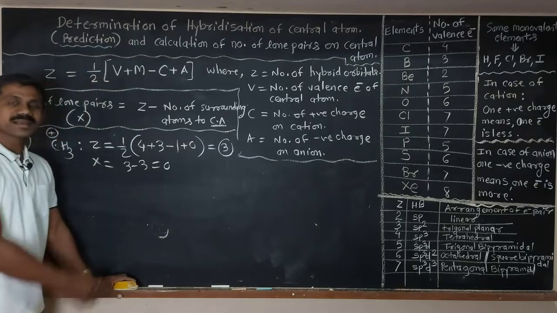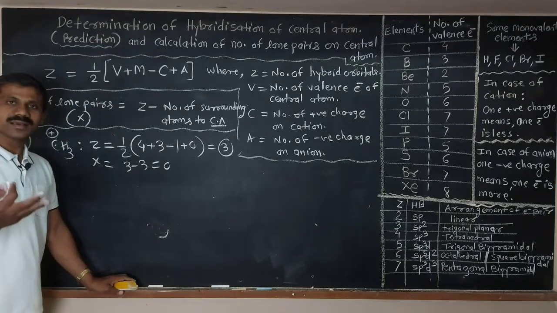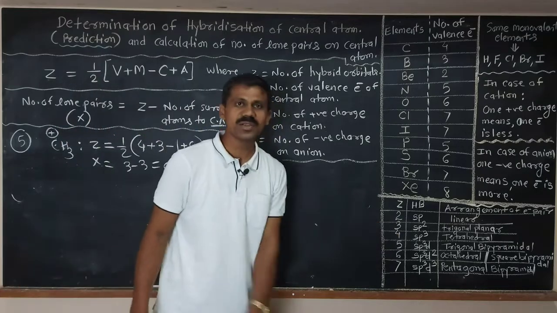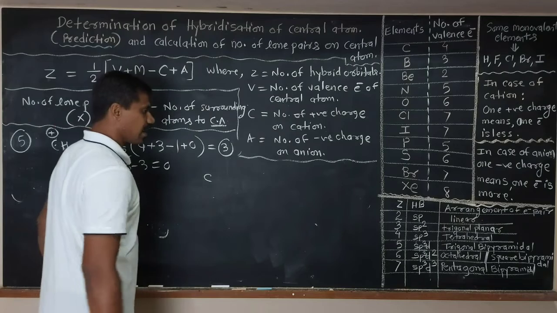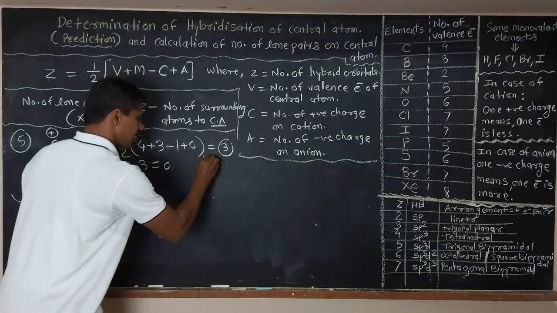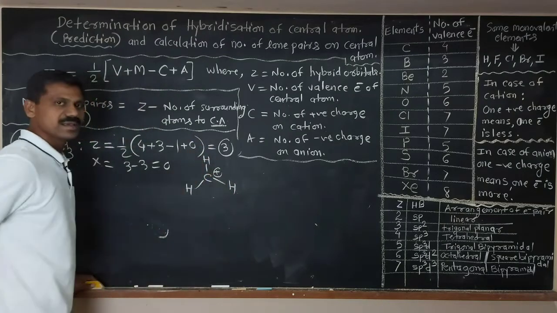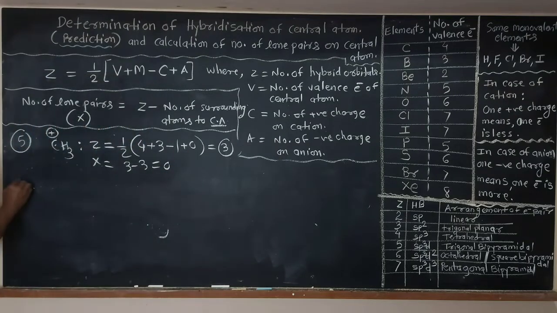What is the shape of that carbocation or carbonium ion? Carbon with Z equal to 3 means sp2, trigonal planar, not square, trigonal planar, that is H and H with plus sign. Clear? 120 degree bond angle.